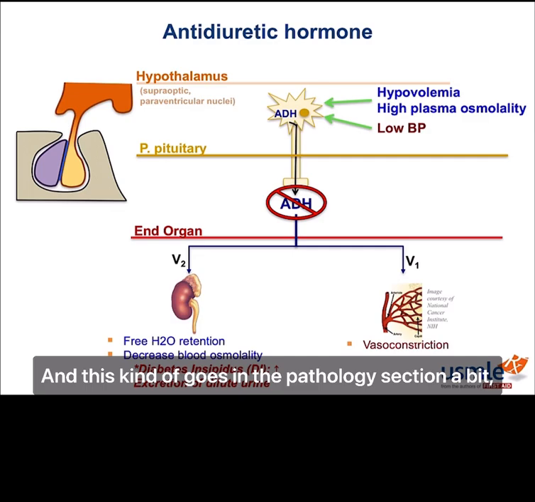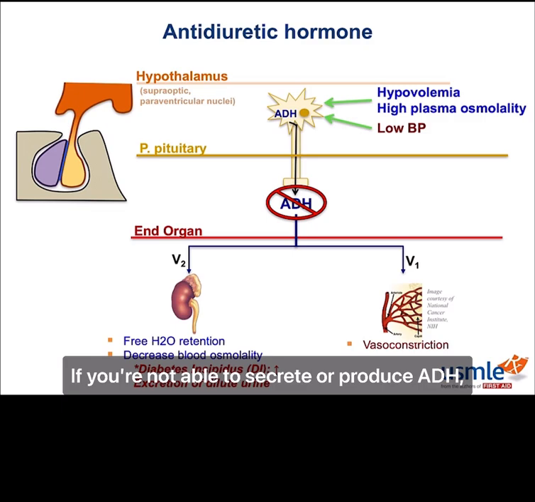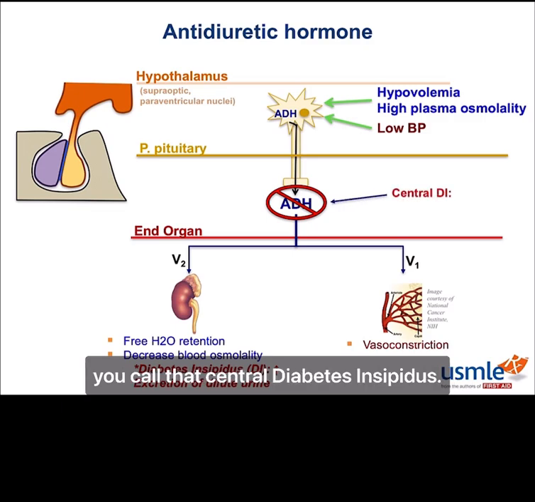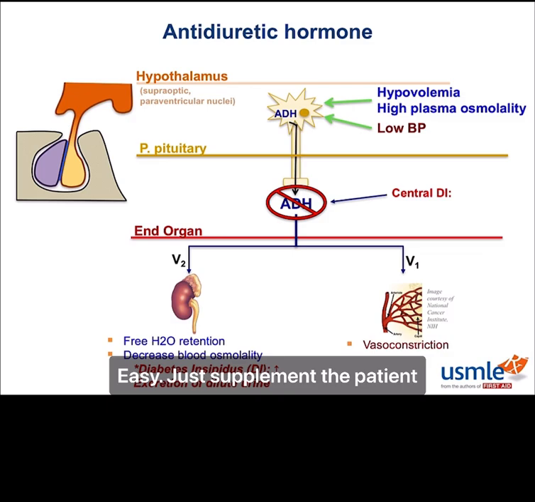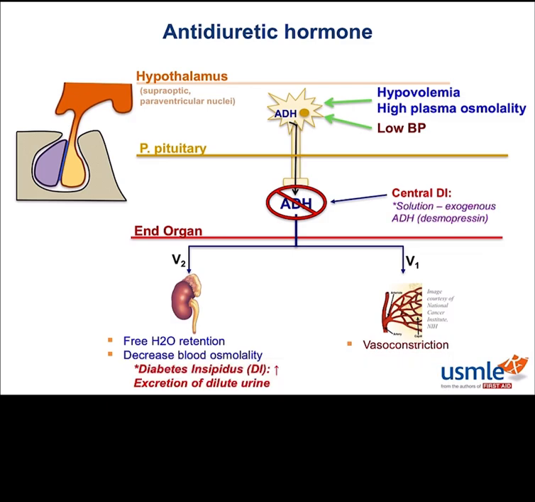And this kind of goes into the pathology section a bit, but there's a couple ways to mess this up. If you're not able to secrete or produce ADH, you call that central diabetes insipidus. And how do you fix a deficiency of any hormone in endocrinology? Easy. Just supplement the patient with its synthetic equivalent. In this case, the name is desmopressin.